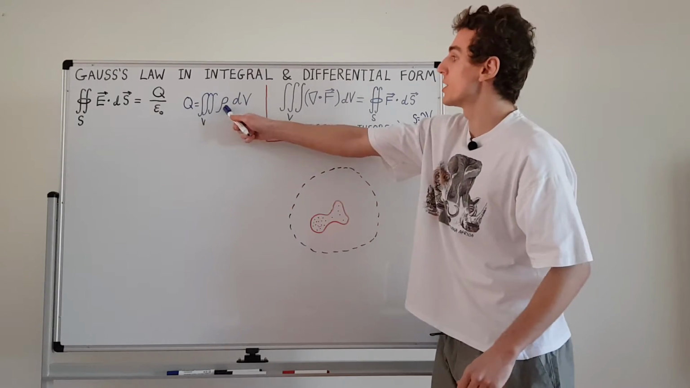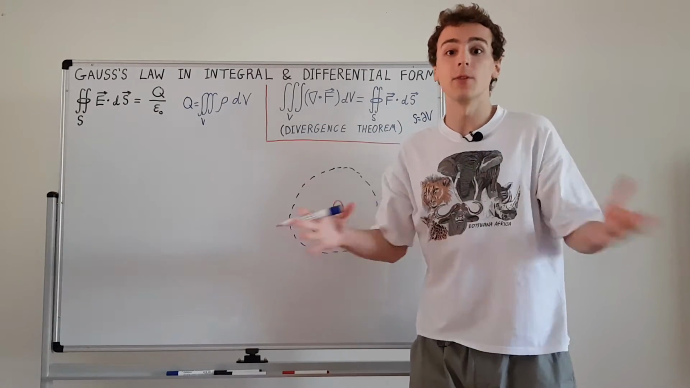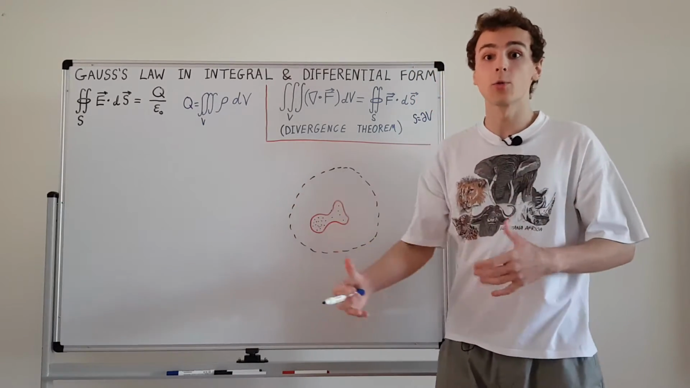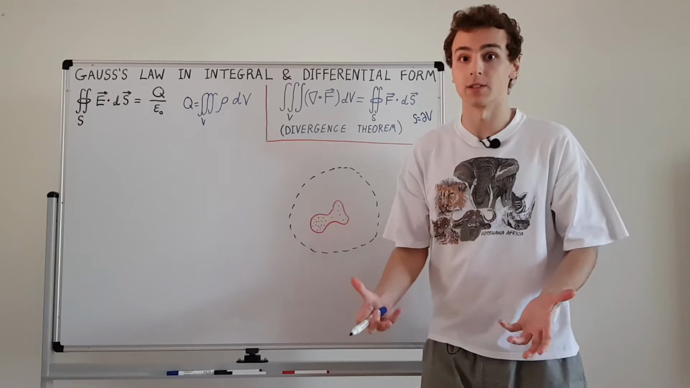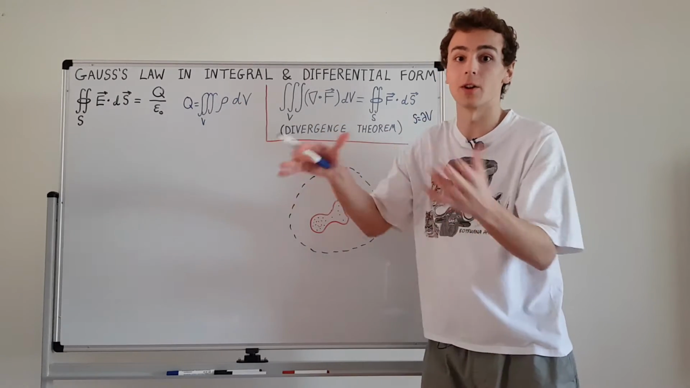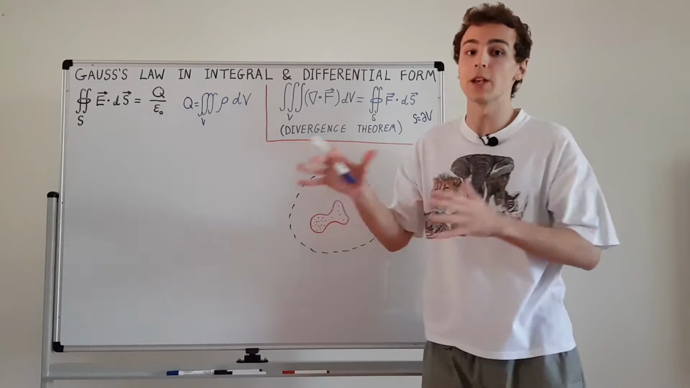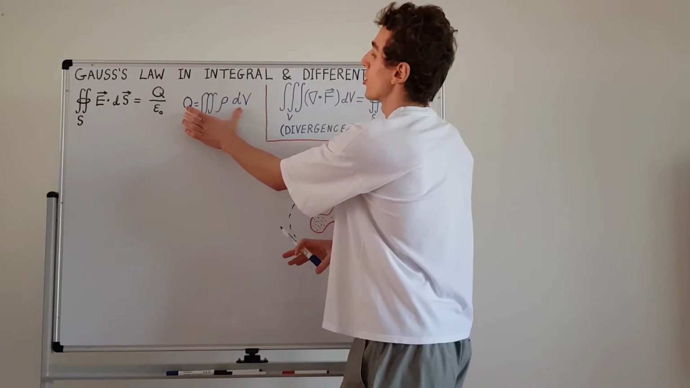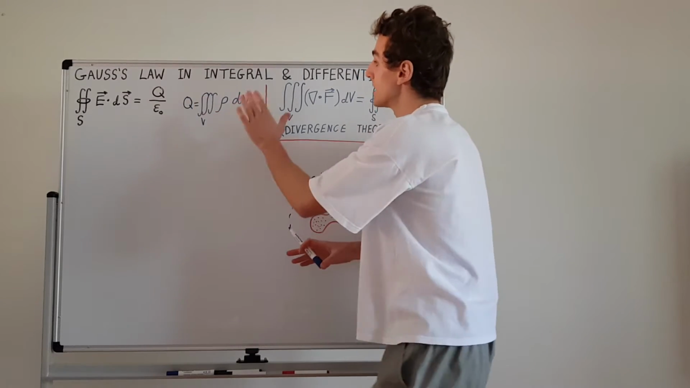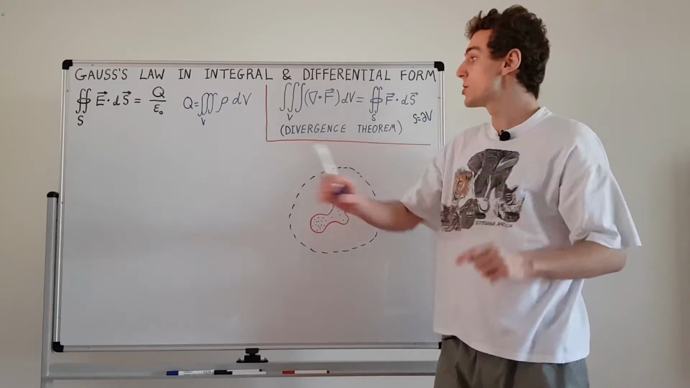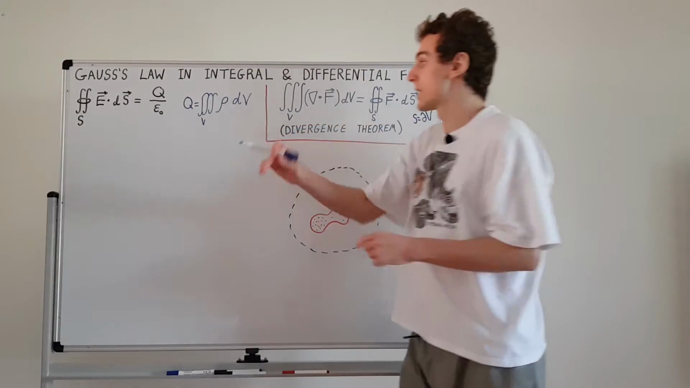So this can be a function that depends on x, y, and z if you're in Cartesian coordinates, or if you're in cylindrical or spherical coordinates, you're going to have the corresponding coordinates for that. But this is a 3-dimensional, multivariate function. It depends on all the spatial coordinates. So this over here is another way to write the charge enclosed. If it's not a continuous distribution, if rather you just have several point charges, this is just going to turn into a sum.